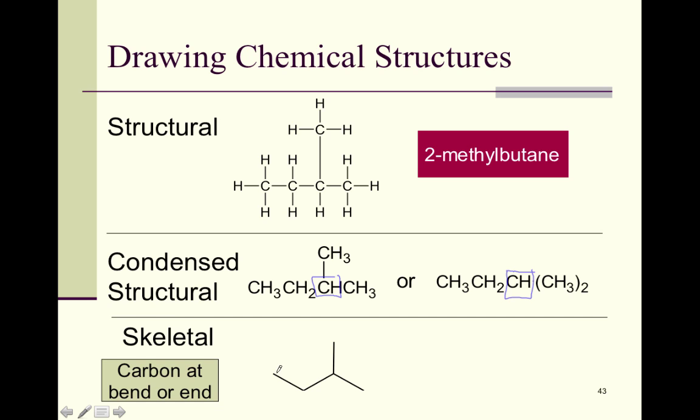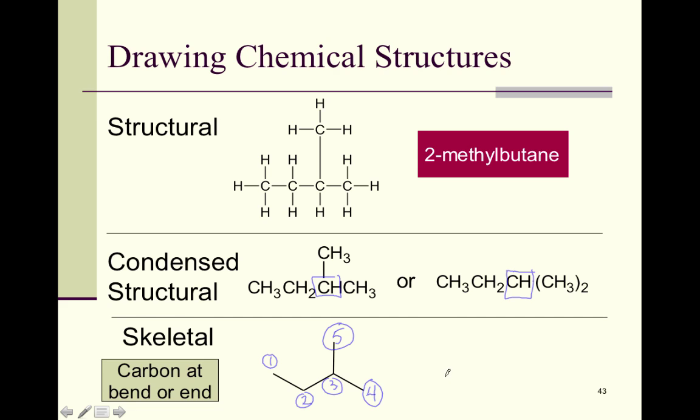Now, skeletal or line structures, these are pretty cool. Anytime you have a bend or an end, you have a carbon there. And this is an intersection, but this is also a bend. So you have a carbon here. This is the same structure as the one before it. Take a look at this. I have a carbon here. There's one here, that would be the carbon on the end here. I have another carbon here, that would be this one here. I have another carbon here, that would be this guy here. I have another carbon here, and that's this guy here. And I have a fifth carbon here. Notice I have a total number of carbons: 1, 2, 3, 4, 5.